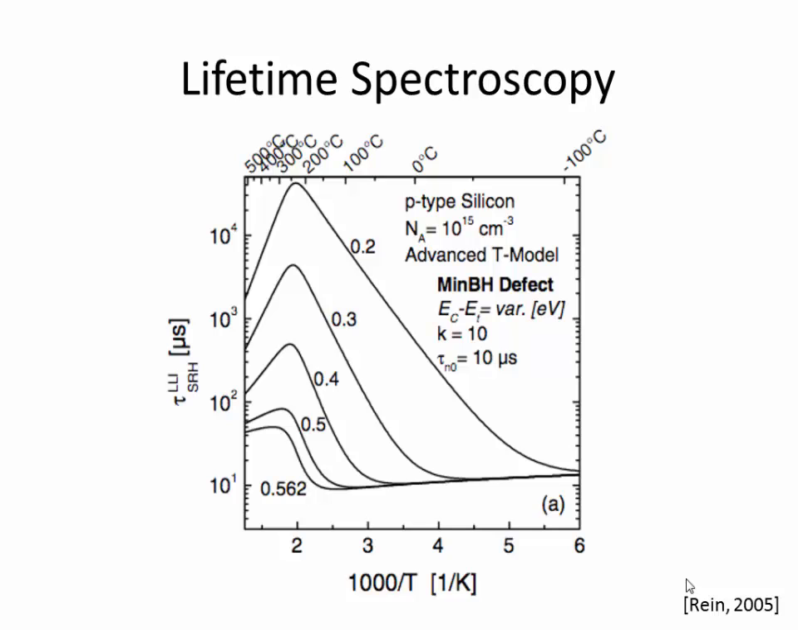So just focusing on the temperature variation, I'll quickly show you two simulations. This one shows that as I increase the temperature, so moving towards the left here, the lifetime goes through an Arrhenius increase, and the slope of that increase is related to the depth of the trap. So these numbers are how deep the trap is in the band gap. So from the slope of that, you can extract the trap depth.